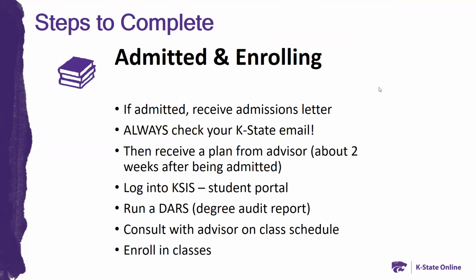Okay, so I'm still on this slide. If you're admitted, you will receive an admissions letter. We do love to send those old-fashioned letters in the mail. So you may get an email that says you've been admitted, but you'll get your letter in the mail later. You'll also want to start checking your K-State email. We will start sending information to your K-State webmail, and it's also a great way to start staying connected with your K-State community. You'll also receive a plan from your advisor about 2 weeks after being admitted that will tell you the process of being advised and how to enroll.